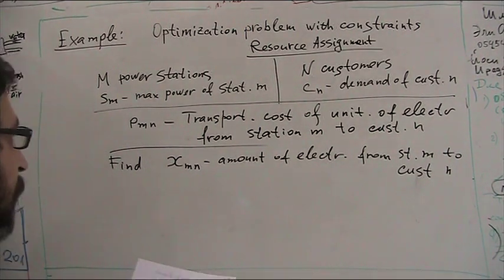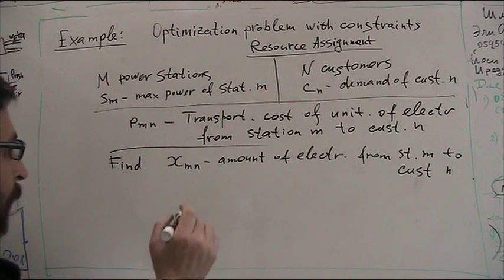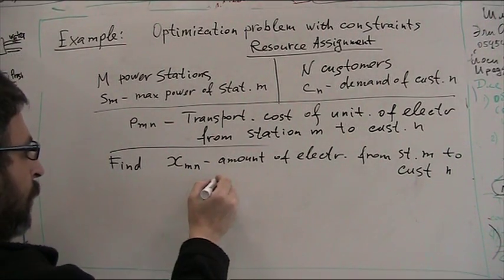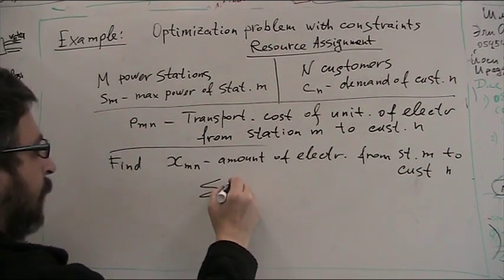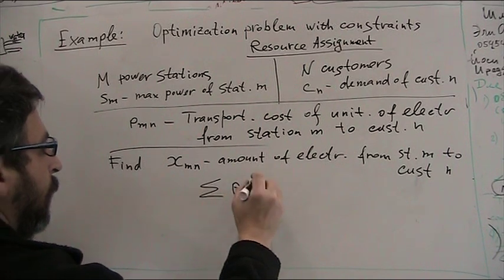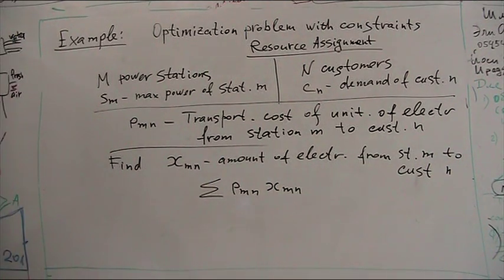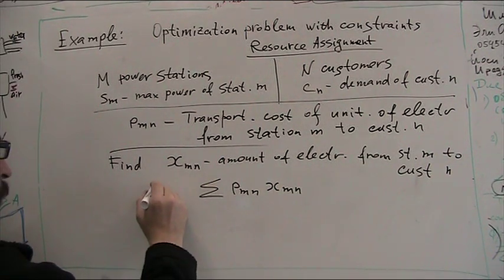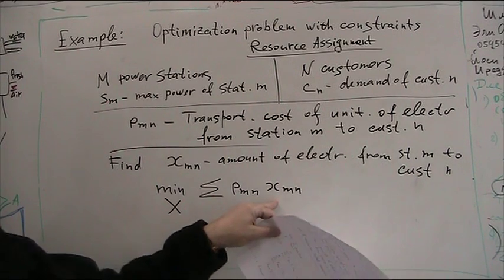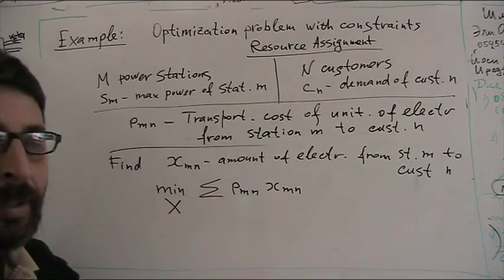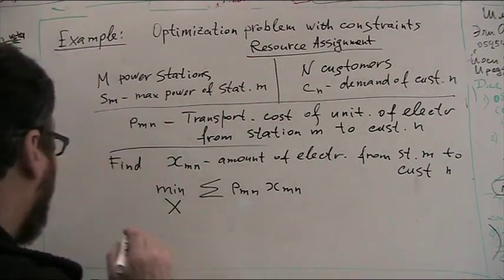Okay, so let us write the optimization problem. We would like to minimize total cost. What is total cost? This is the sum of pmn multiplied by xmn. And we want to minimize it over X, capital X, which I will denote as the matrix with all entries xmn. And we have constraints. I will write subject to.